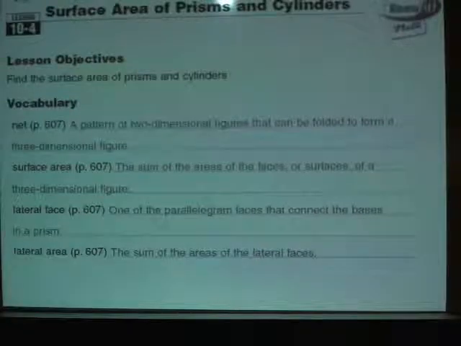Chapter 10, Section 4 in the 7th grade note-taking guide is entitled Surface Area of Prisms and Cylinders. So we're switching from volume to surface area. As you know, volume is how much space something can hold or how much space it takes up on Earth, depending on what we're looking at here.